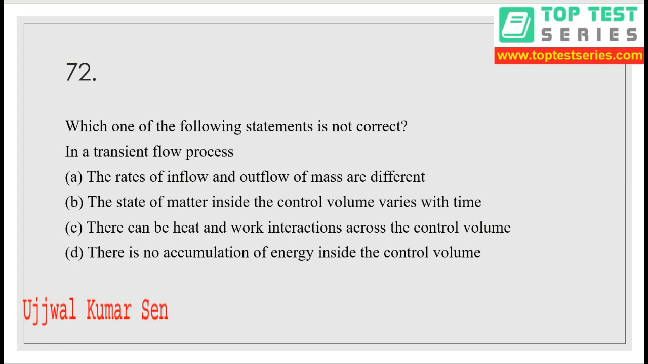Which one of the following statements is not correct? In a transient flow process, what will happen? Let's say the rates of inflow and outflow of mass are different. Yes, it is correct. State of matter inside the control volume varies with time. Yes, it is correct. There can be heat and work interaction across the control volume. It is also correct. There is no accumulation of energy inside the control volume. No, it is not correct. There is accumulation of energy. So therefore option D is the correct answer for this question.